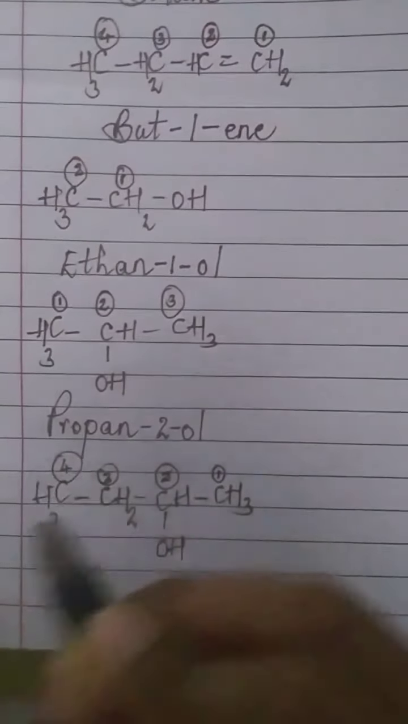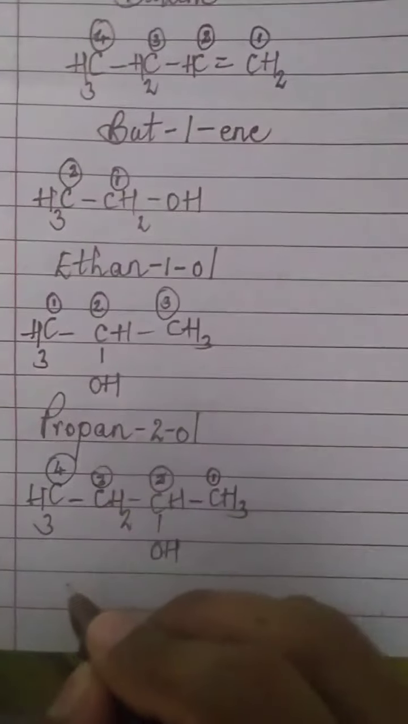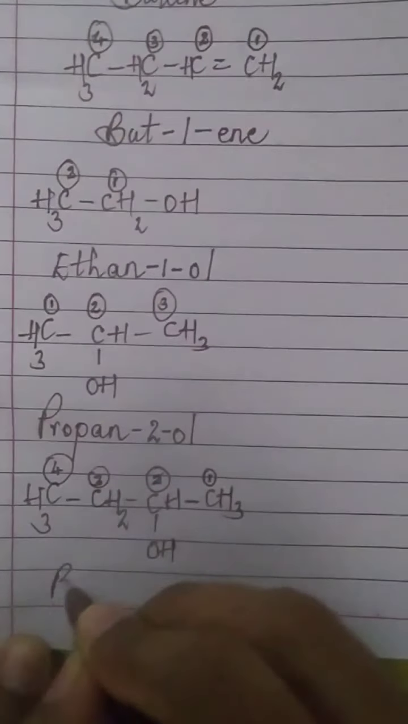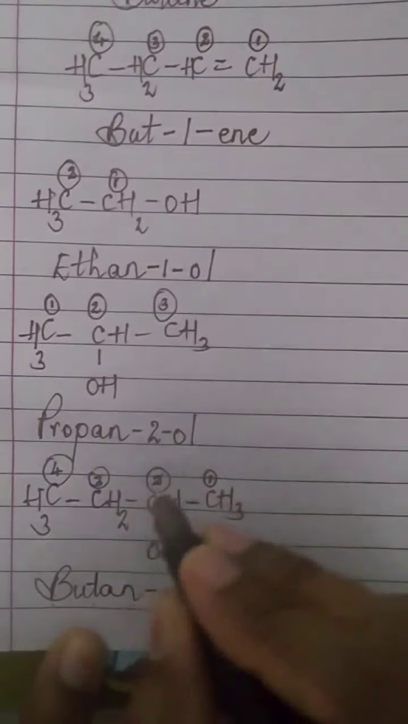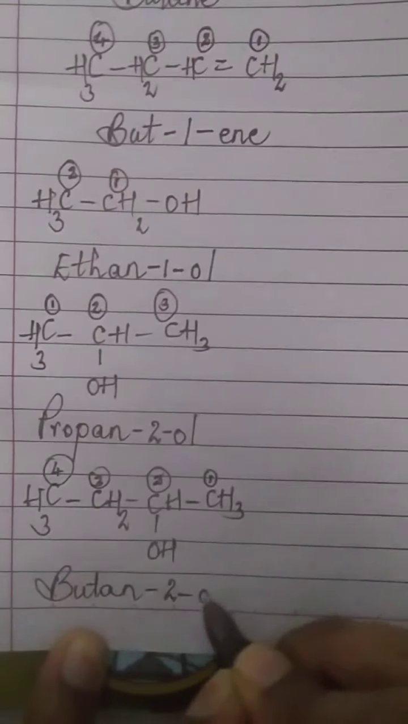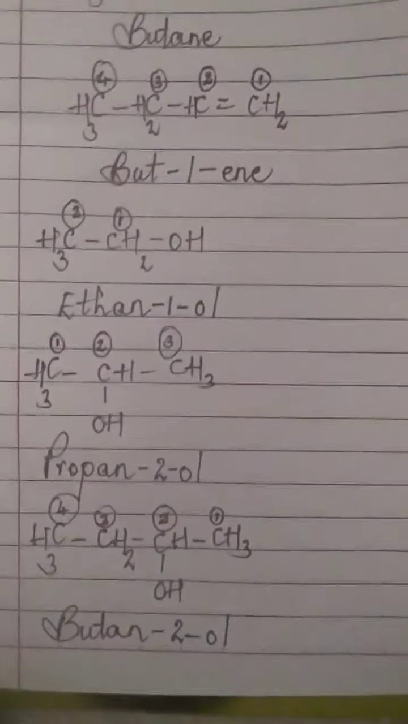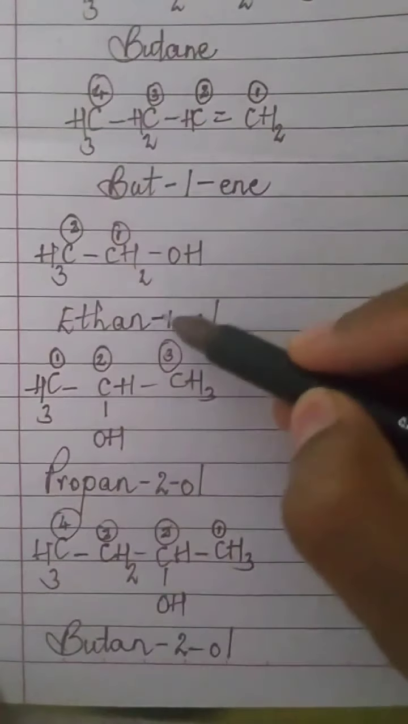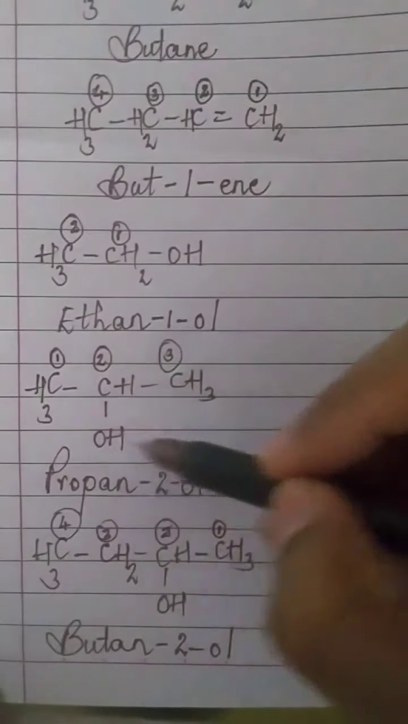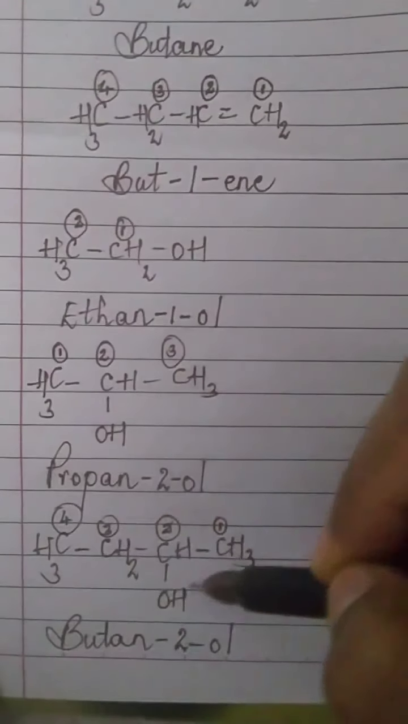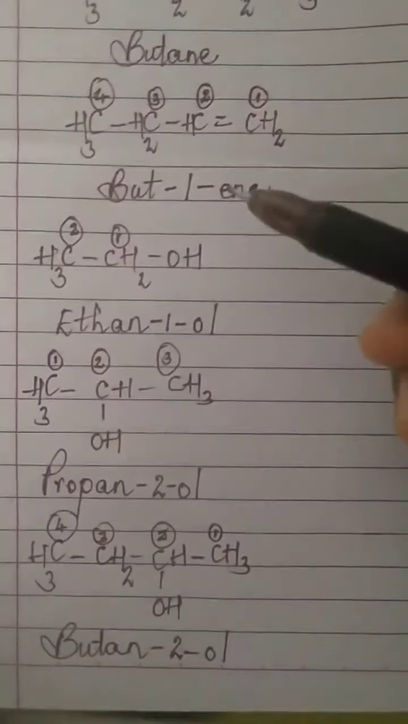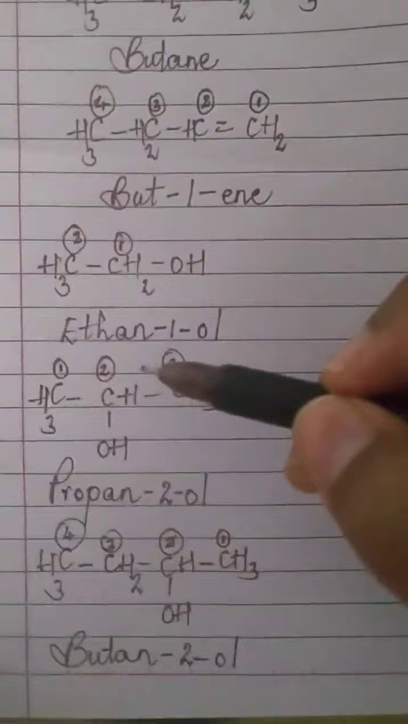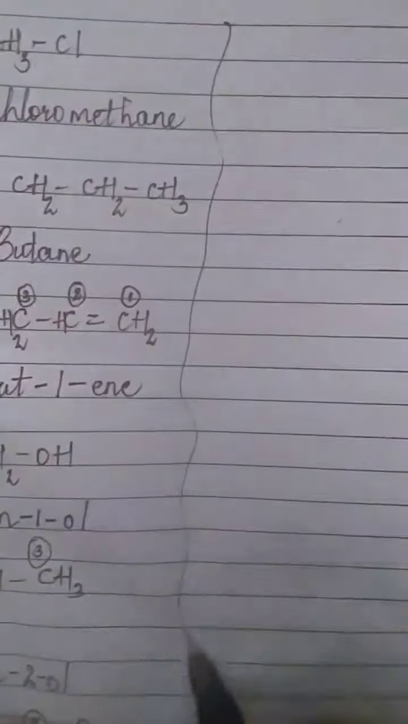So what will be the name of this compound? It will be methane, ethane, propane, butane. So butane, the "e" you will not write, dash. To which carbon? To the second carbon. ol. So simple, easy. Ethane-1-ol, propane-2-ol, and this is OH attached to the second carbon, so this is butane-2-ol. I hope you are all getting it. Now, let us go to the next example.